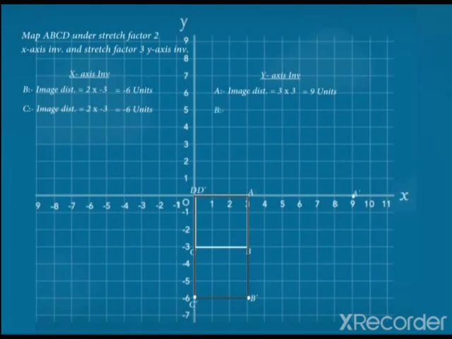Point B, object distance is 3 units, M is 3, image distance is 3 times 3, which is 9. So again we move 9 units to the right, and this is the final image of the 2 successive stretches. Always remember that shears move points parallel to the invariant line, while stretches move points perpendicular to the invariant line.